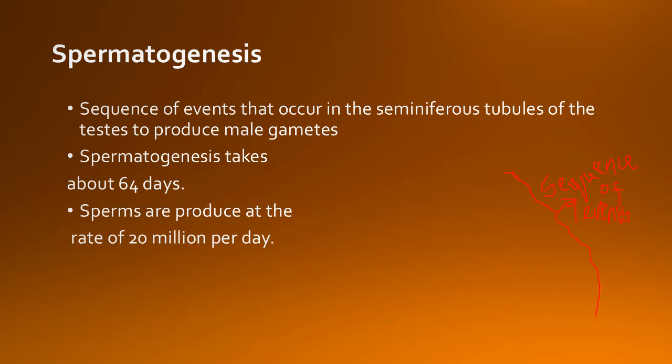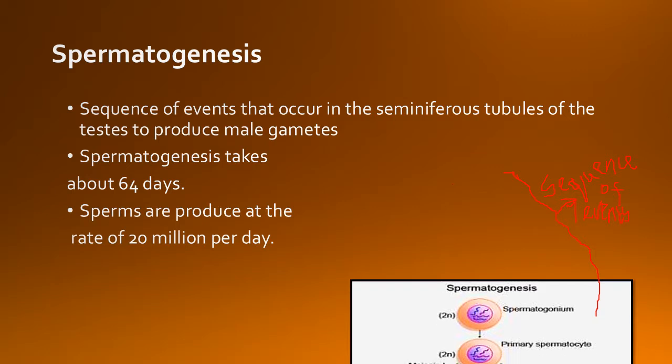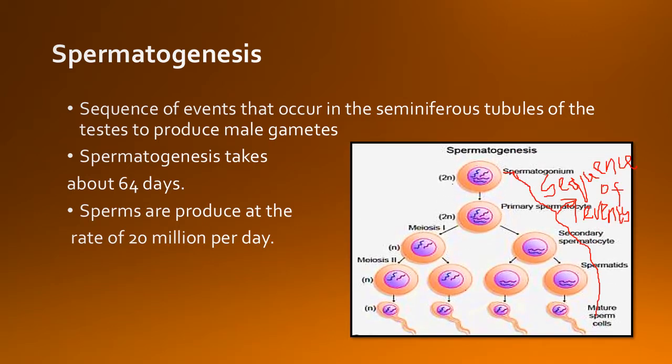Spermatogenesis means production of sperms. This process begins at the age of puberty in males. It is the sequence of events, that is, step-by-step changes that occur in the seminiferous tubules of the testis to transform immature spermatocyte into mature spermatozoa.